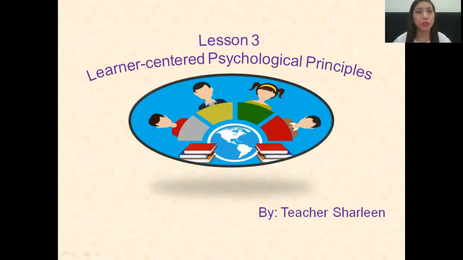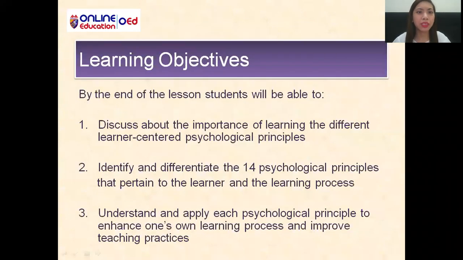We are now on lesson 3 and we will be learning about the different learner-centered psychological principles. For this lesson, we have 3 learning objectives. First is to discuss about the importance of learning the different learner-centered psychological principles. Second is to identify and differentiate the 14 psychological principles that pertain to the learner and the learning process. And third is to understand and apply each psychological principle to enhance one's own learning process and improve teaching practices.